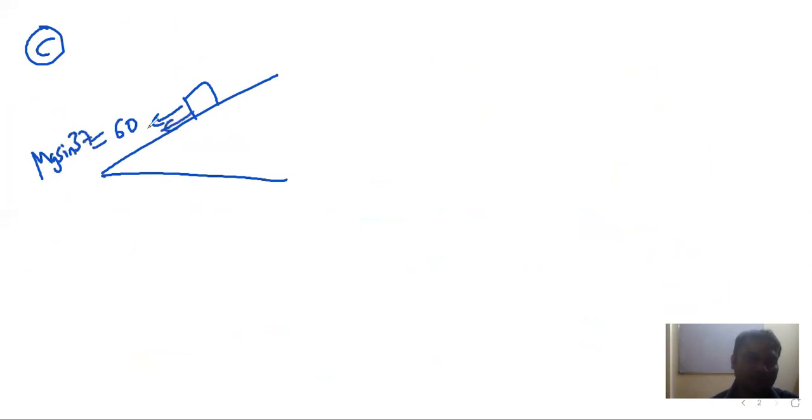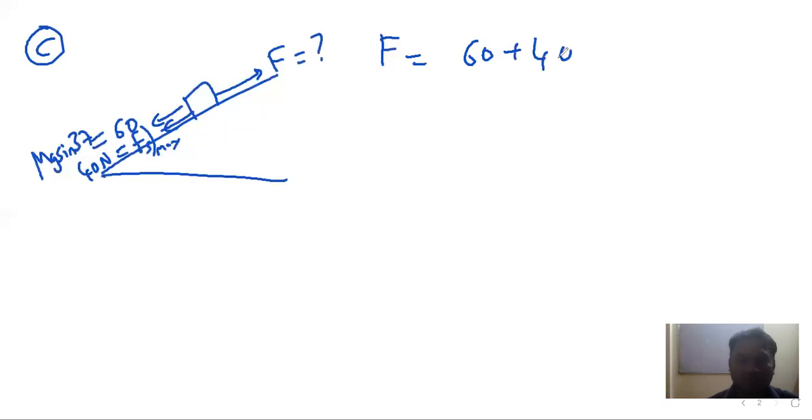And another force, which in this case is the friction. So the maximum value of static friction will come out to be 40 Newton. Now we have to find the value of applied force so that motion just starts. So F in this case will be 60 plus 40, which is 100 Newton. So once we have the applied force of 100 Newton, the block will start moving in upward direction.